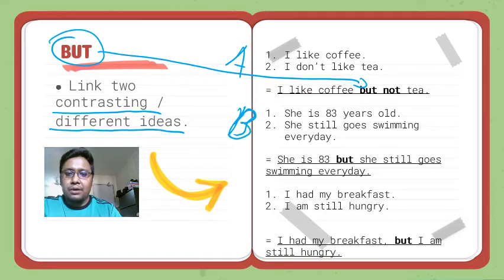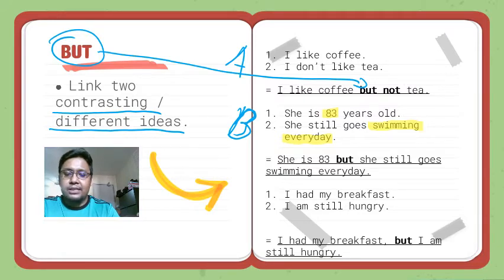Example number 2 or example B is she is 83 years old. She still goes swimming every day. Can you see here? Okay. The age of the woman is 83 years old. And the same woman still goes swimming every day. Actually, it is very, very contradictory. The ideas are very different. How come an 83-year-old can still go swimming every day?